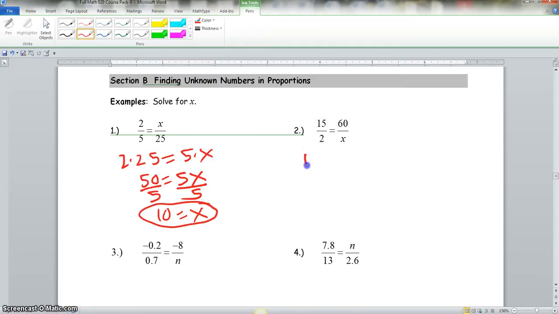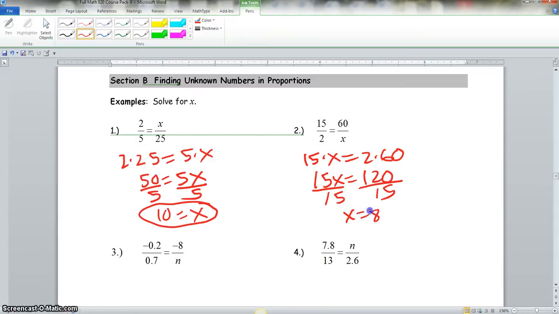Now, we do the same thing here. We have 15 times x is equal to 2 times 60. 15 times x is 15x, and 2 times 60 is 120. We divide each side by 15, and x is 8.